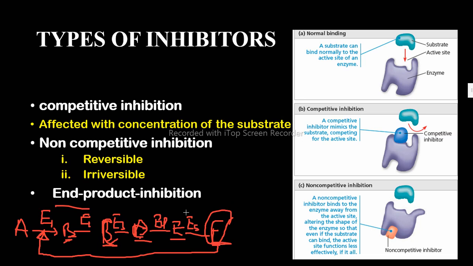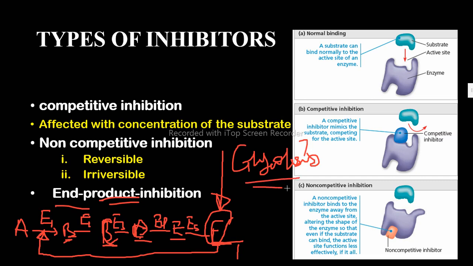And if no F is formed, then the F is going to be used by the body and it decreases in concentration. And if the concentration of F decreases beyond a given level, then the F is going to detach from this enzyme, and then the reaction continues. For end product inhibition, you can read about the enzymes involved in glycolysis, yes, the hexokinase enzyme.